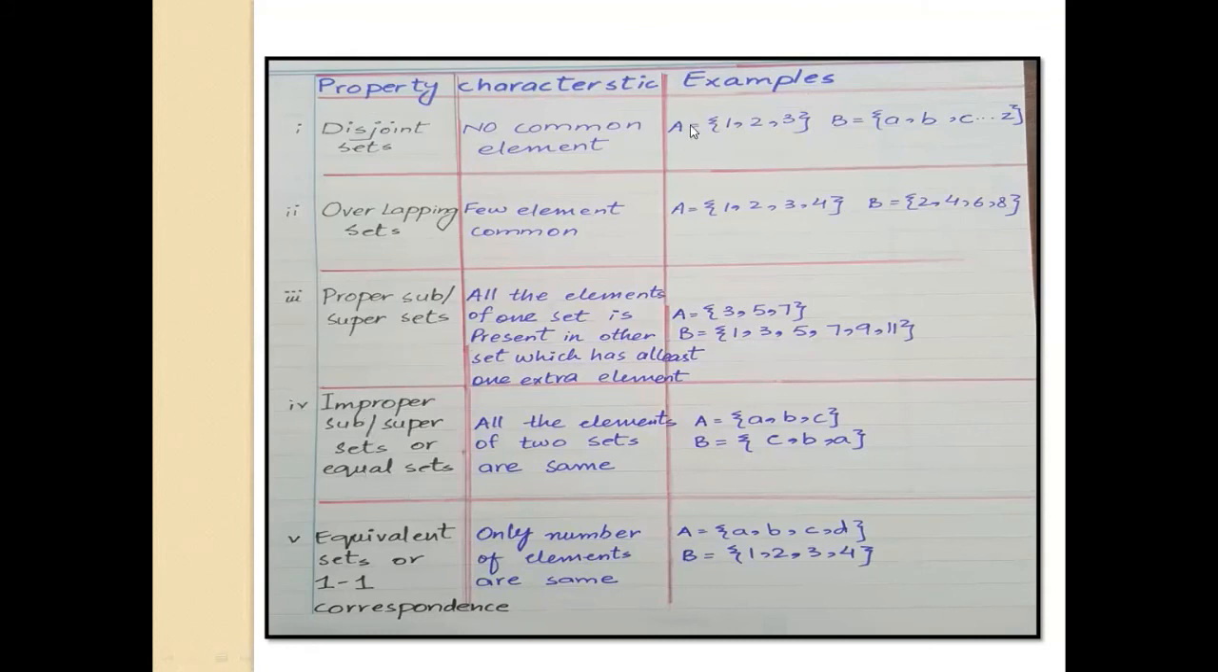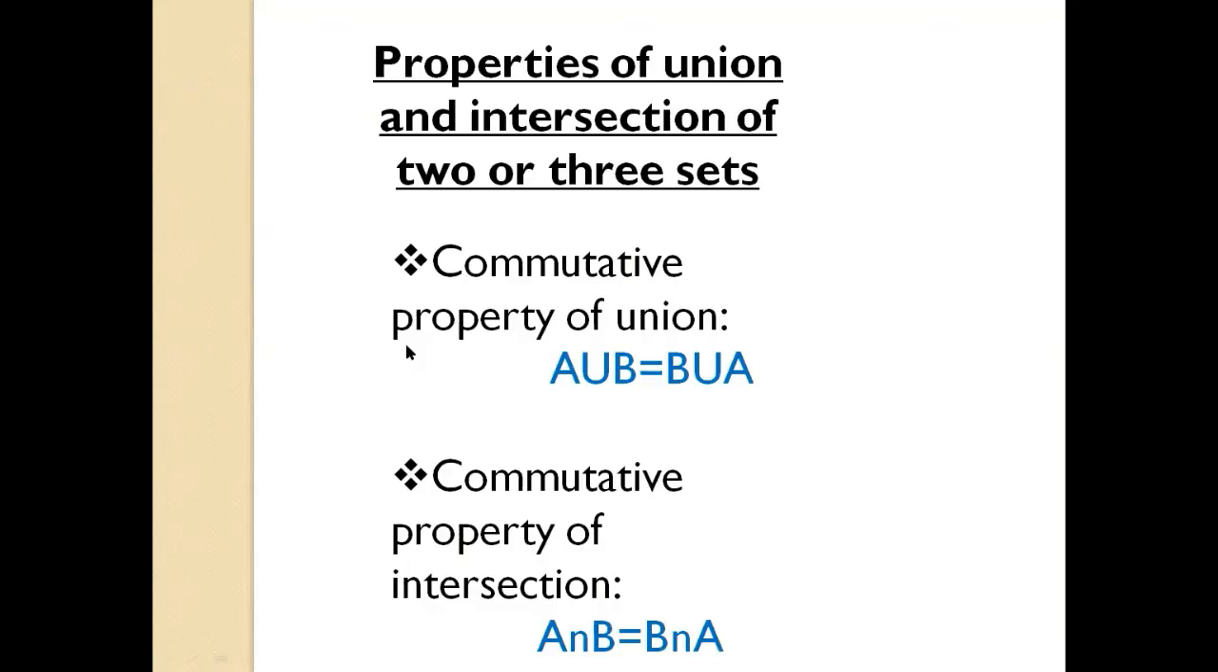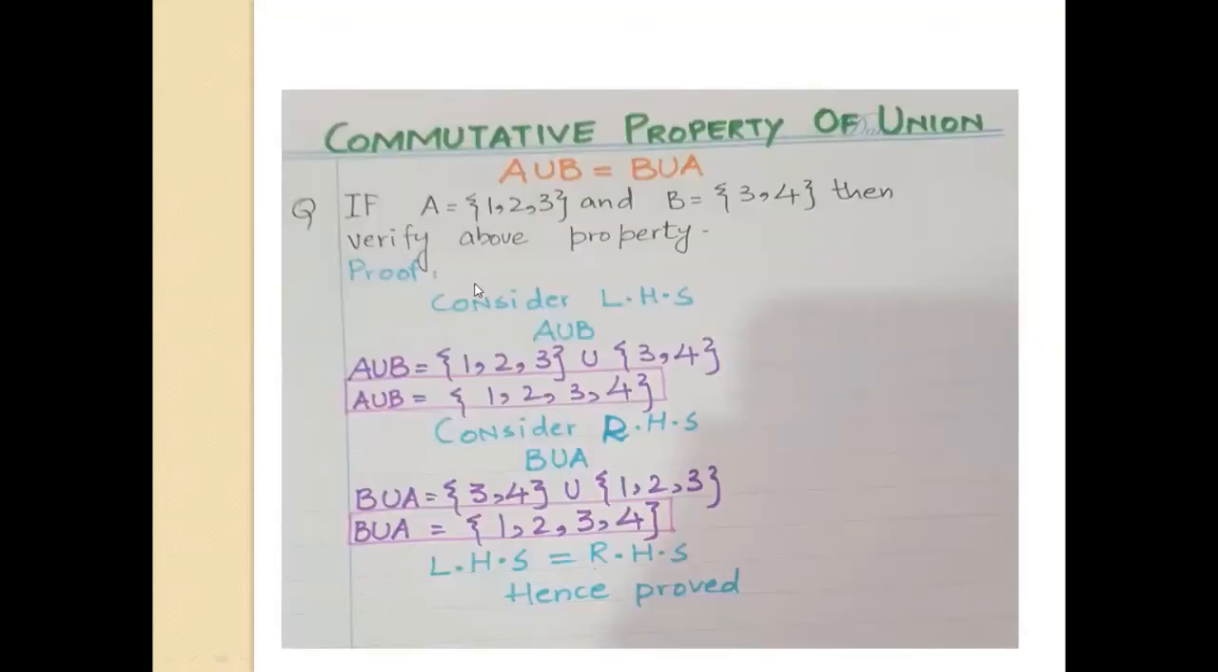Improper subset. You have to make examples of these, one example of each property. And then if one of the students asks this again, repeat the commutative property. But this is the solution of commutative property of union, and you will also do commutative property of intersection.